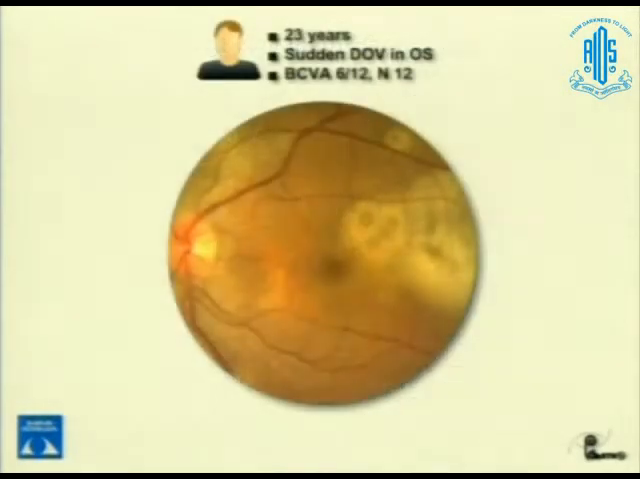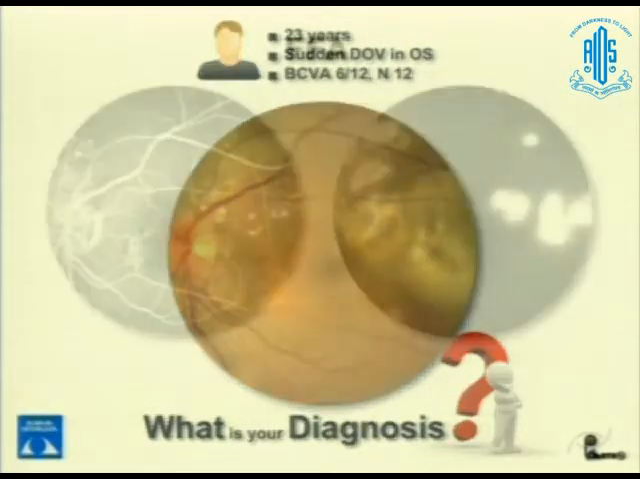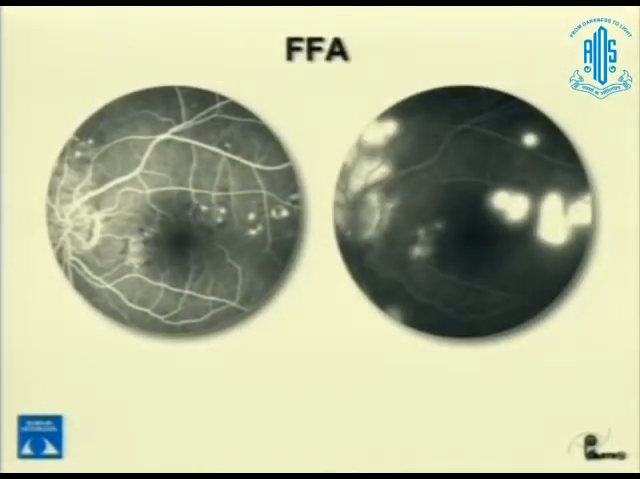For example, see, this is a 23-year-old patient who came to my OPD with sudden diminution of vision in the left eye. The best corrected visual acuity was 6/12 and N10 or 12. What is your diagnosis? Anybody? See, we did one angiography and it showed us this small leakage which was increasing in intensity and size in the later frames. So it was a case of multiple leak CSR.